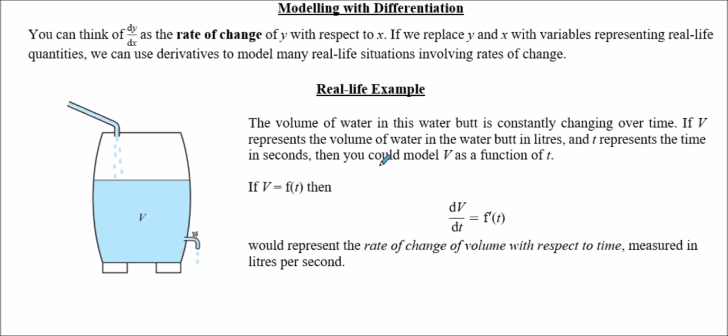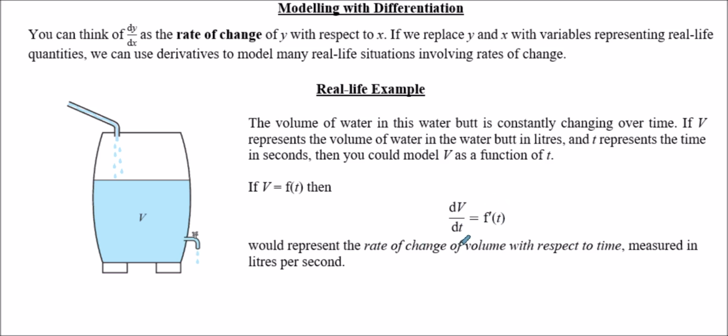In other words, the volume changes as t changes, and so V relates to t. And so if V is a function of t, if V equals f of t, then we could say that dV by dt, the rate of change of the volume with respect to time, would be f dashed of t. So that would be the derivative with respect to t.